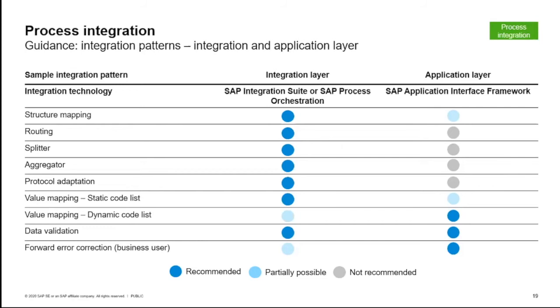For instance, everything which is nearer to the data in terms of business data validation, value mappings, and so on, it's more recommended to manage it as part of the application layer. Whenever it's about routing the data to the right receiver, determination, and splitting and aggregating of messages, then it's actually more recommended to perform these activities as part of the integration layer.